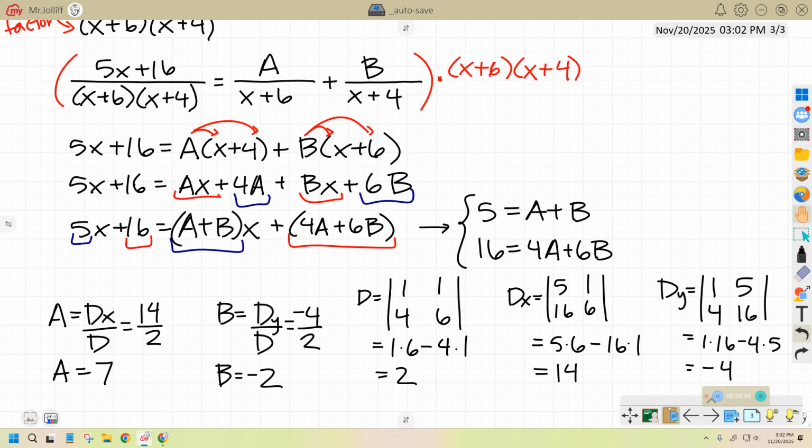I just got to go back to the top and replace A and B. So up at the top, we now know A is 7. B is negative 2. So the partial fraction decomposition of our original fraction is 7 over x plus 6 plus negative 2 over x plus 4.